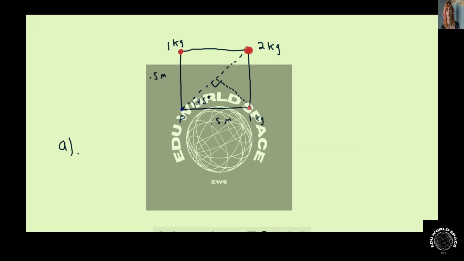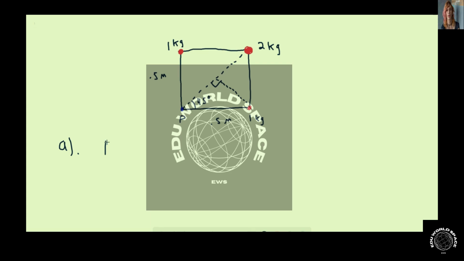We have a system of masses arranged on a square like this, and we want to find what the total force on this small mass at point P is. We can do this just by looking at each individual mass, finding the force, and adding them up. But we can probably do a few tricks to make this a little simpler.